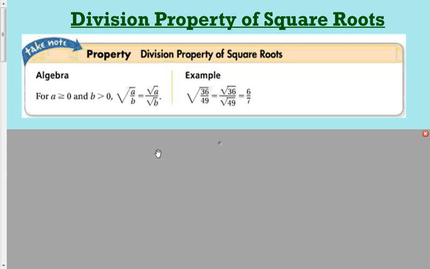Two things actually. One is the division property of square roots. It's very similar to the multiplication property. If we have the square root of a quotient, like a over b, that's equal to the square root of a over the square root of b. So an example would be if you have the square root of 36 over 49, that is the same thing as the square root of 36 over the square root of 49, which equals 6/7.